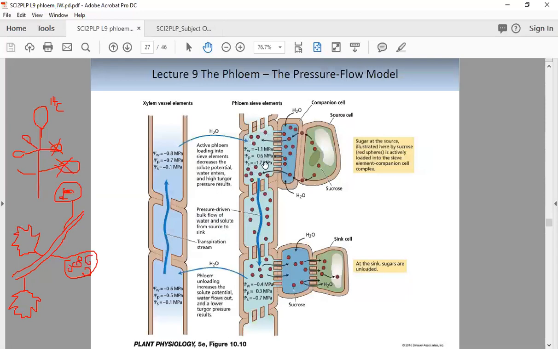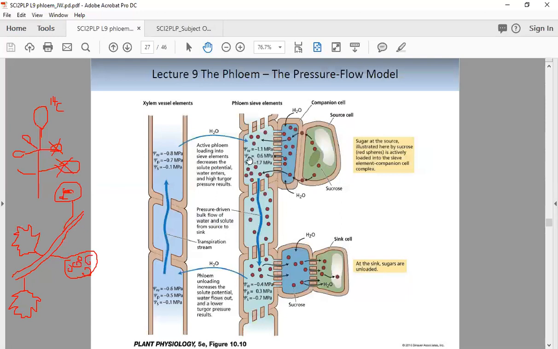Okay, why is it going from here to here? The answer's just been given to you. Why is it moving from that particular sieve element there to this one down here? So look at the numbers, and explain to me, by looking at the numbers, what is driving that movement? What's driving that movement? Turgor pressure, exactly. So look at the pressure.